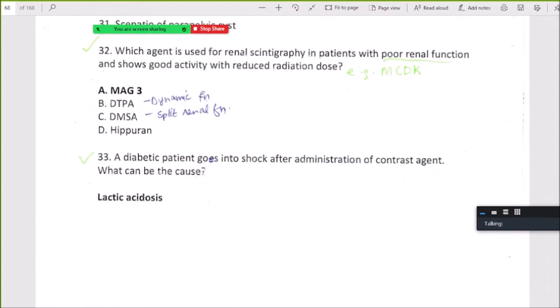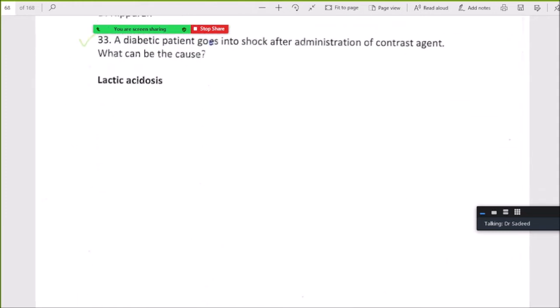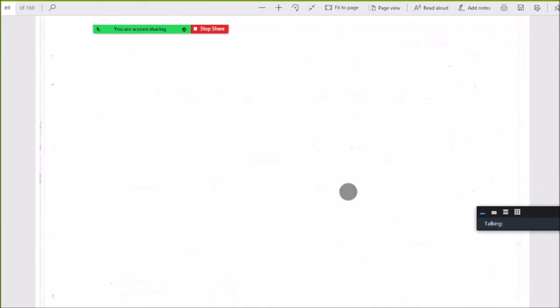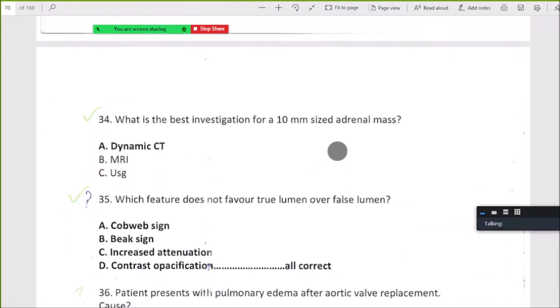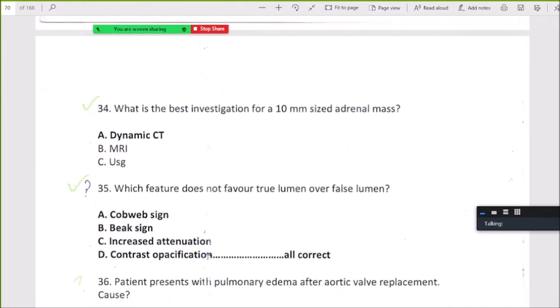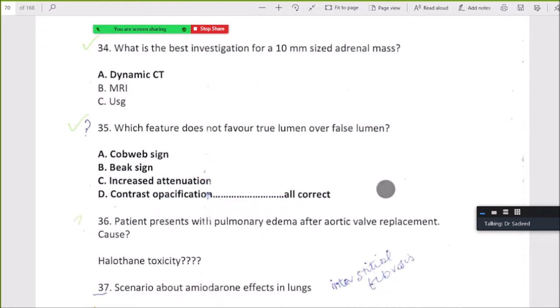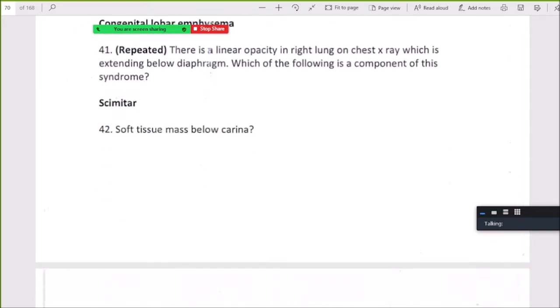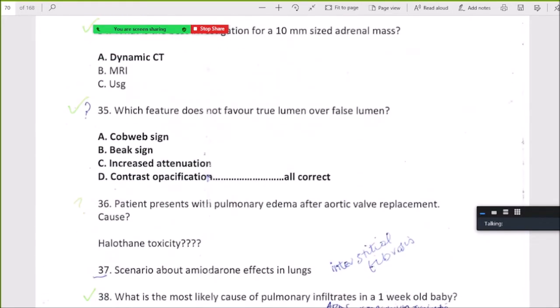33. A diabetic patient goes into shock after administration of contrast agent. What can be the cause? Lactic acidosis. 34. What is the best investigation for a 10 mm adrenal mass? Dynamic CT. 35. What feature does not favor true lumen or false lumen? All are correct. Cobweb sign, beak sign, increased attenuation, contrast opacification, all do not favor true lumen or false lumen.